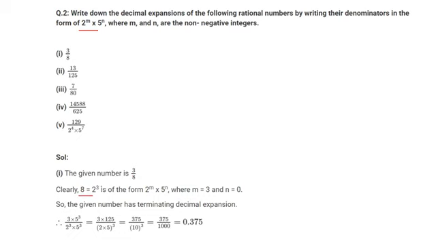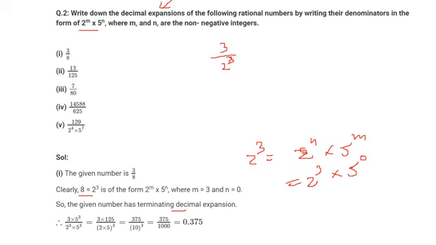So 2 to the power 3 can always be written in the form of 2 to the power m into 5 to the power n, that is, it is 2 to the power 3 into 5 to the power 0. So now this means this given number has a terminating decimal expansion. So how do we write it in the form which is given in the question? Just understand what I am trying to do. See, this is 3 by 8. 8 is 2 to the power 3.